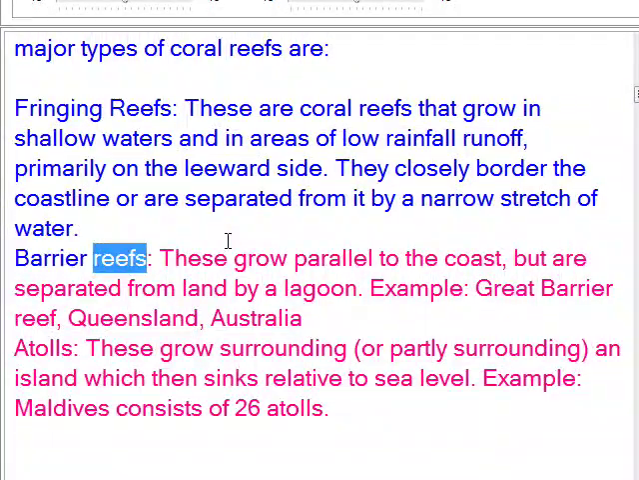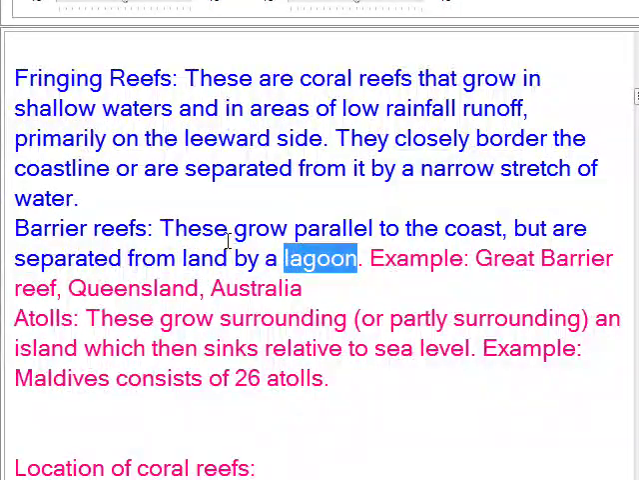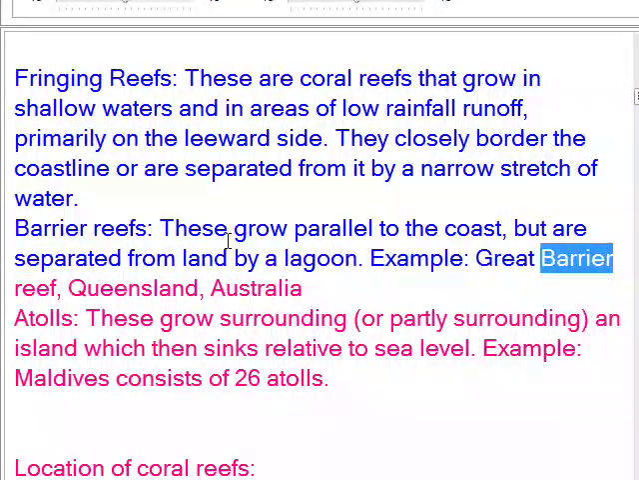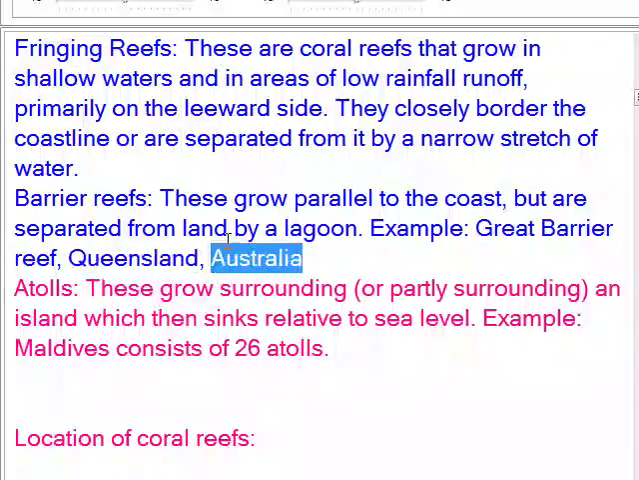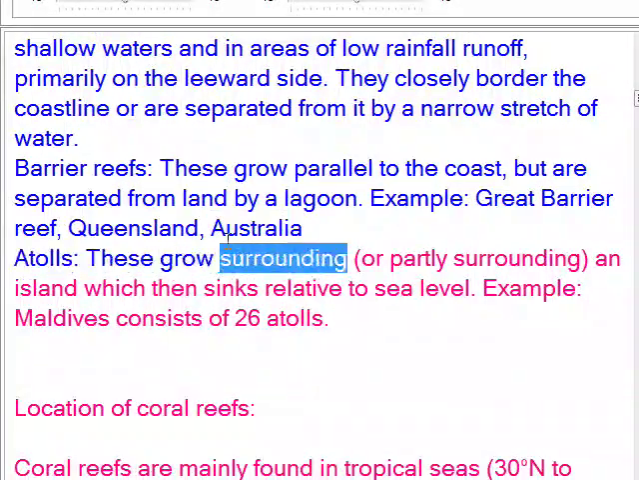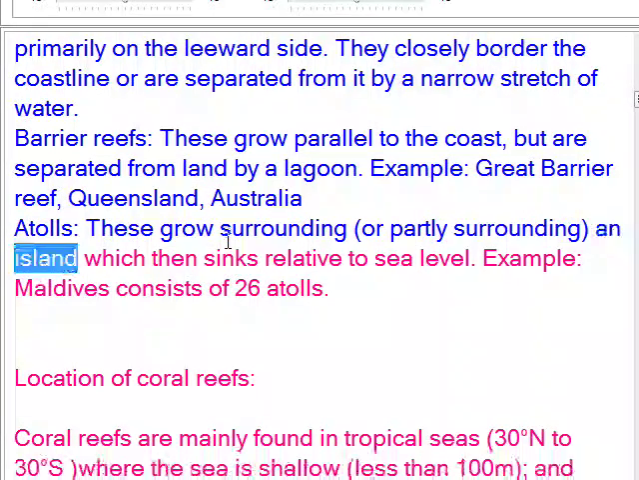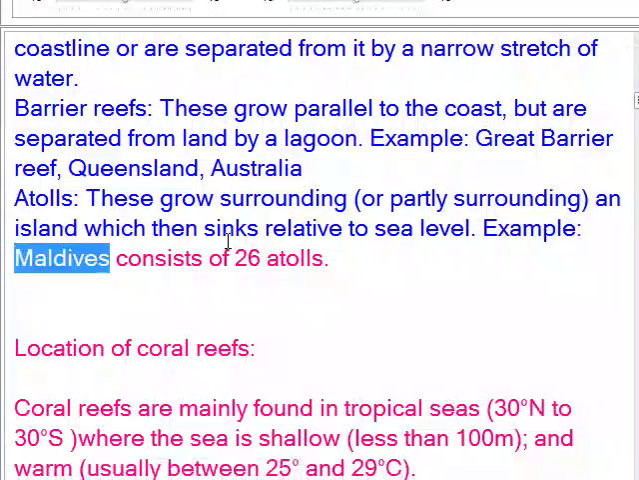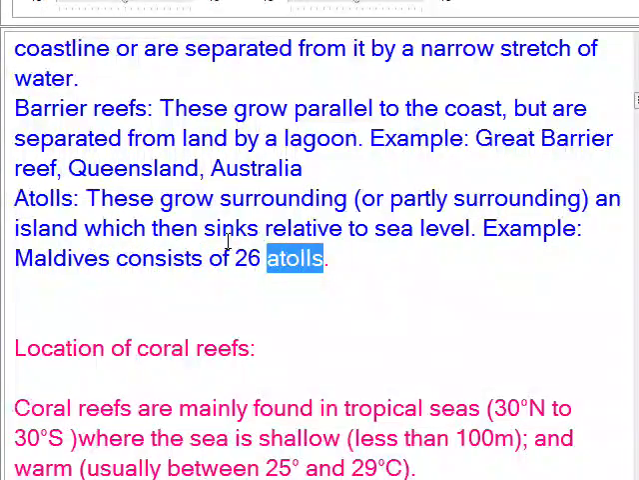Barrier reefs. These grow parallel to the coast, but are separated from land by a lagoon. Example: Great Barrier Reef, Queensland, Australia. Atolls. These grow surrounding or partly surrounding an island which then sinks relative to sea level. Example: Maldives consists of 26 atolls.